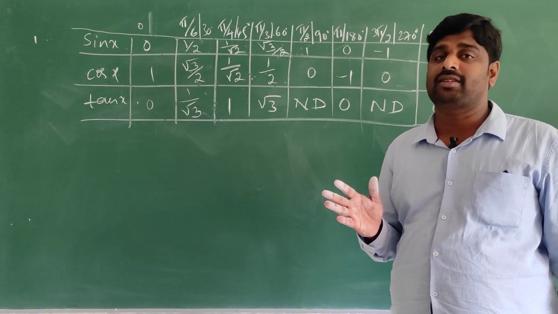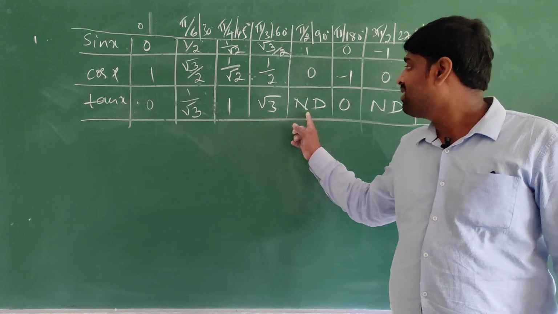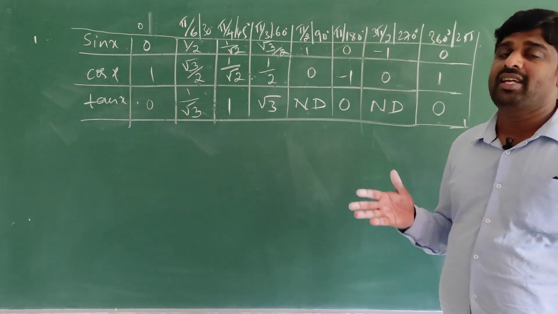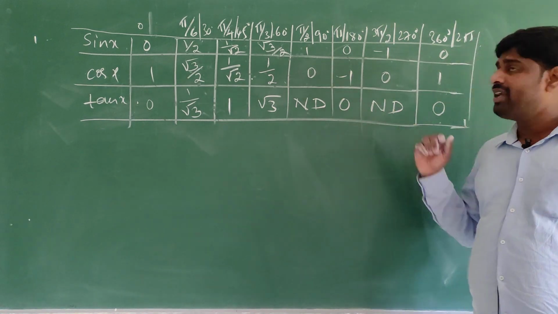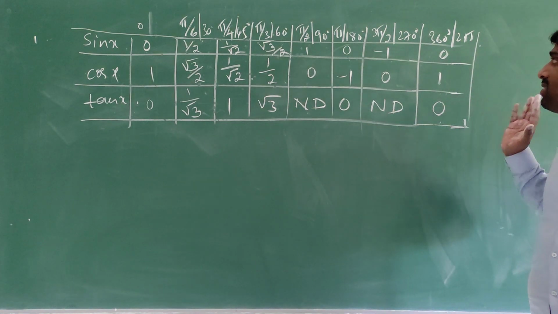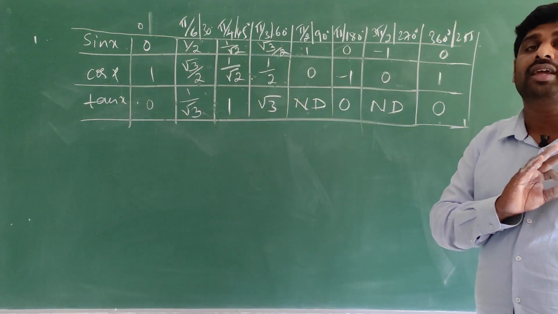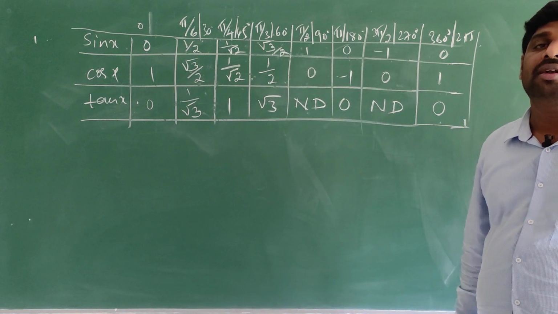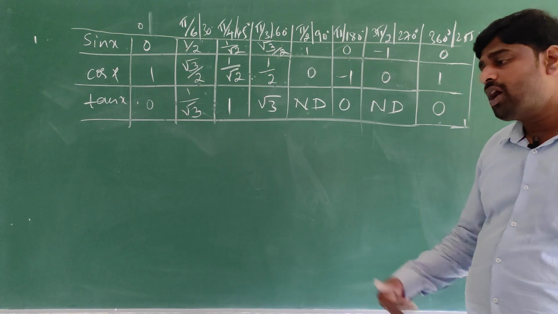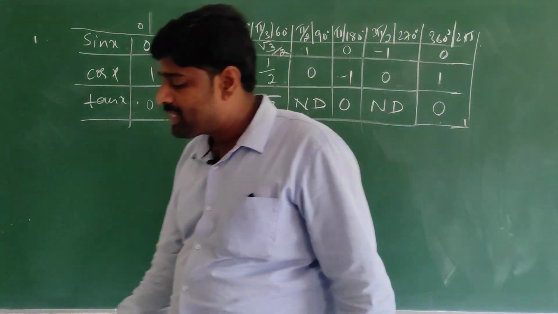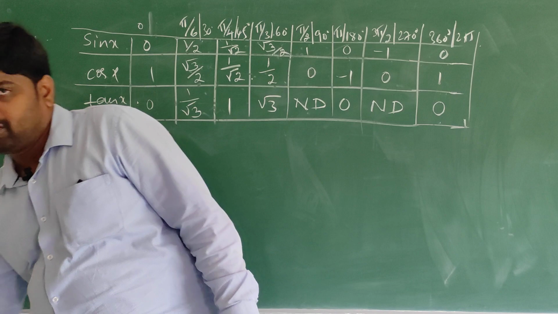Tan 90 is not defined. Tan 180 is 0. Tan 270 is not defined. Tan 360 is 0. Without these values, we can't study the principal solution of a trigonometric equation. Okay. Now we will move on to principal solution and general solution.